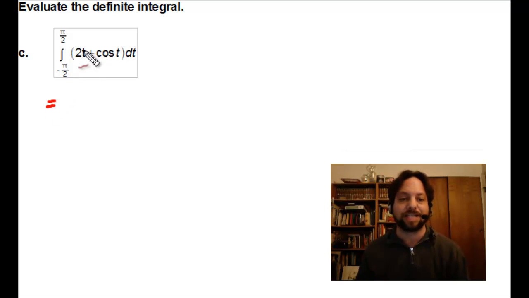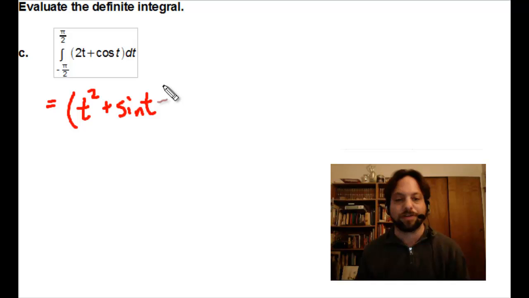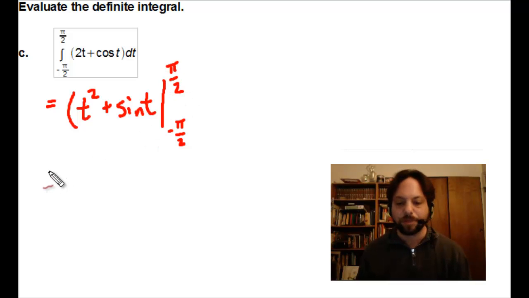If we integrate this, the antiderivative of 2t is simply t squared, and the antiderivative of cosine t is actually just going to be sine t. So that was not a difficult antiderivative to do, but if we evaluate this from negative pi halves to positive pi halves, let's see how this all works out.